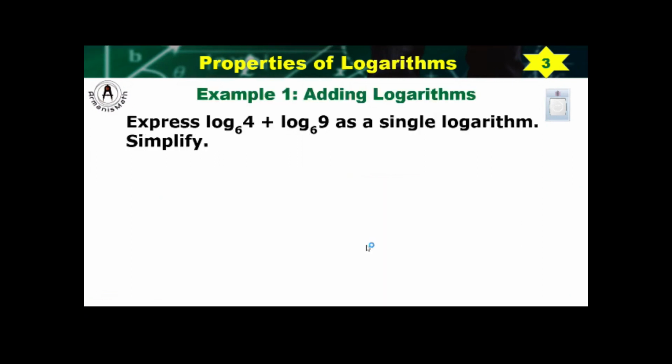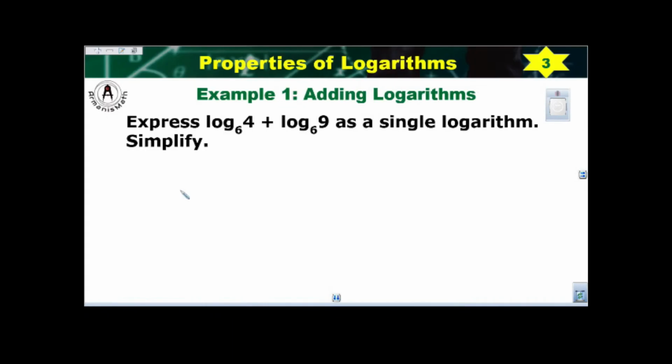This one says express log base 6 of 4 plus log base 6 of 9 as a single logarithm. Remember, we can go from addition to multiplication or multiplication to addition. You really have to have the same base to do this trick. So it's log base 6 of 4 times 9. What is 4 times 9? Does anybody know? It's log 36.